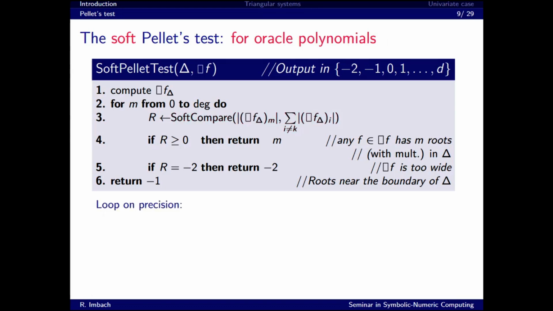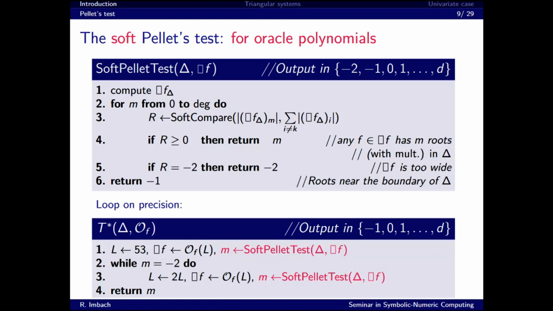Now if we want to define the same thing for oracle polynomials, which are polynomials for which we can have as much precision as we want on the coefficients, we can just embed this test in a loop where the precision is increased. So we get a first interval polynomial for the oracle, we call the soft Pellet test, and while it returns -2, we increase the precision and ask for more precision on the coefficients of f.